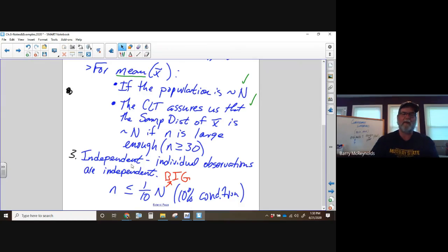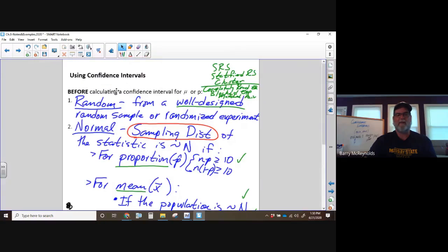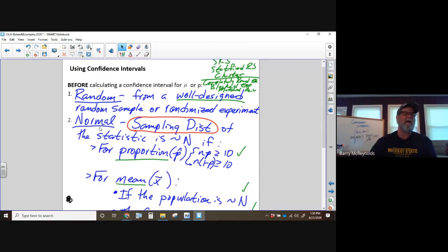So independence is met. But if you're not told in the context of the case that the conditions for inference are met, then you have to go through and prove that they are met. And based on what I understand of the way the questions are going to be worded, I could see this being a step where you have to demonstrate that it is okay to calculate a confidence interval. And again, the outline is very simple.